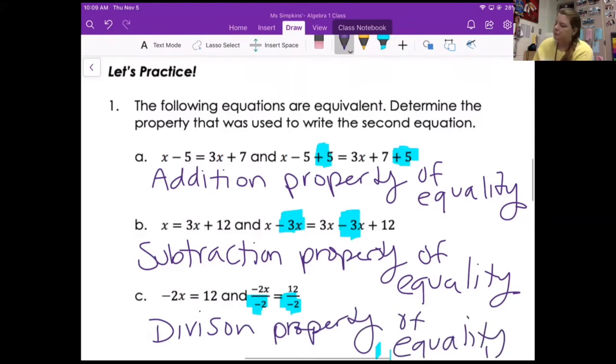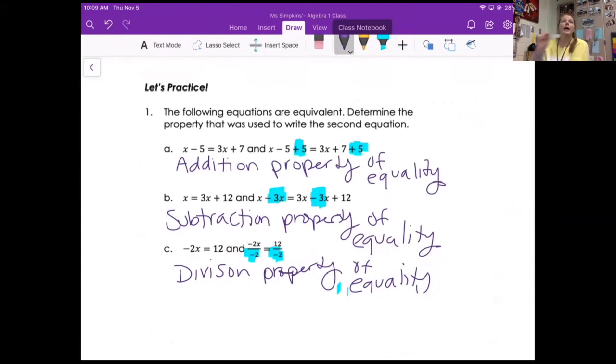Good. Okay, before you do the try it, keep in mind that you could also use the distributive property and the commutative property. It's not limited to the 4: add, subtract, multiply, and divide. So go ahead and do the A through E on the try it and let me know when you're done so I can come check your answers.